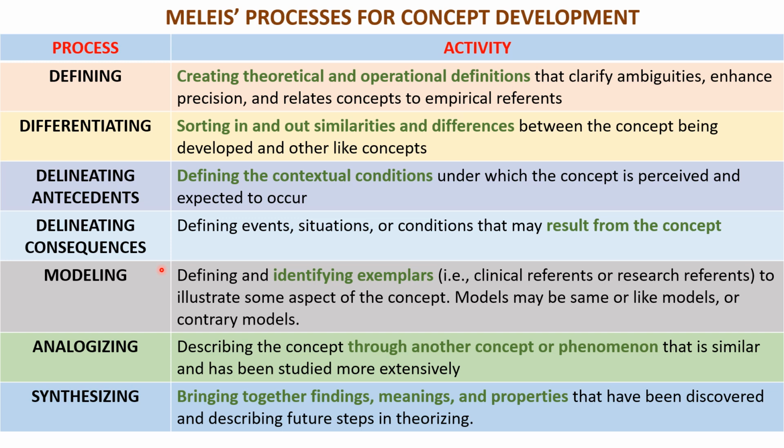If it occurs, what happens? We are defining events, situations or conditions that may result from this particular concept. Next is modeling, defining and identifying exemplars, that is clinical reference or examples or research reference we are trying to find out to illustrate some aspects of the concept. Models may be same or like models or contrary models also we will be taking to find out the examples.